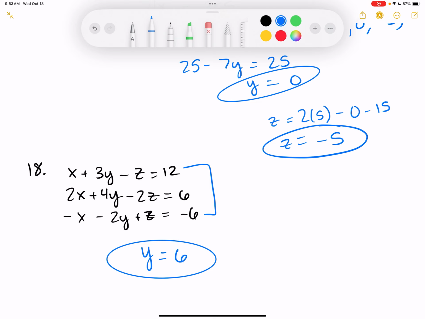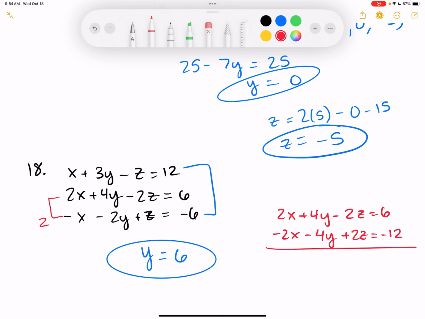And then I'm going to use opposite signs. So I'm going to use the middle and the bottom. Multiply the bottom one by 2. So I'm going to have 2x plus 4y minus 2z is equal to 6. And then I'm going to have negative 2x minus 4y plus 2z is equal to negative 12.